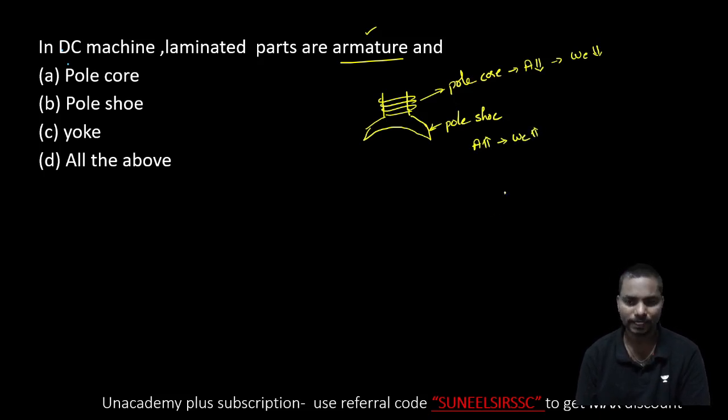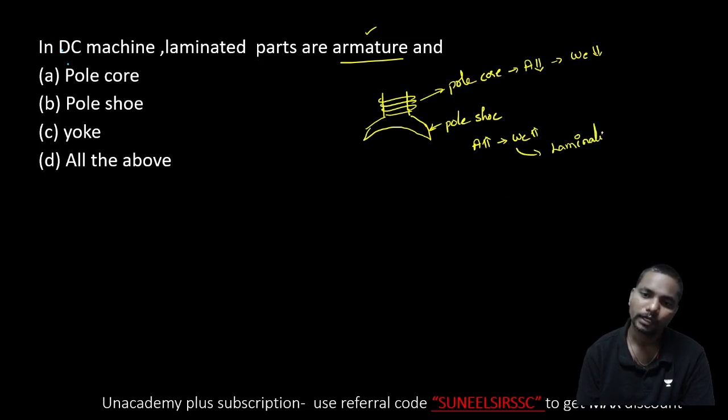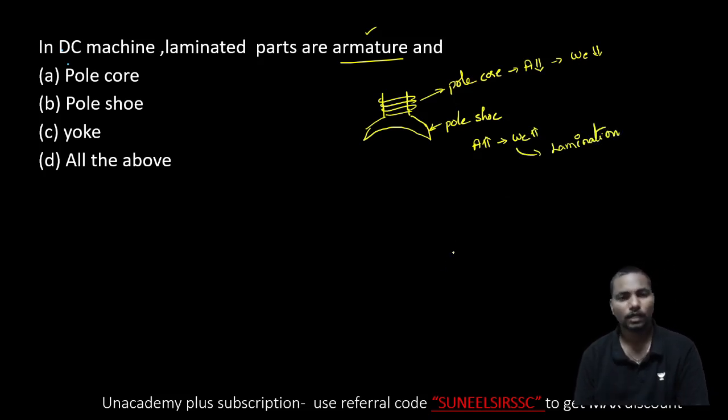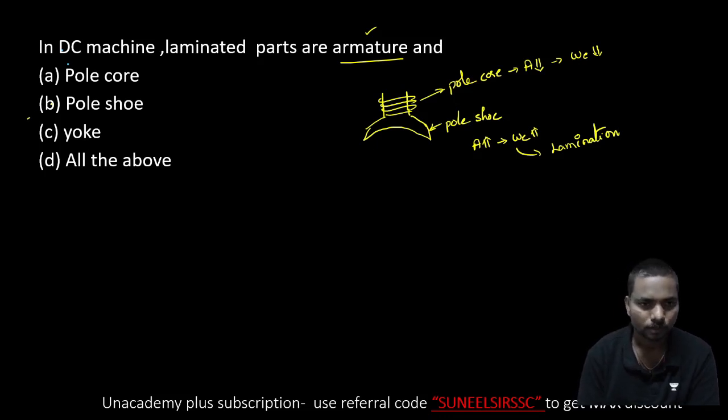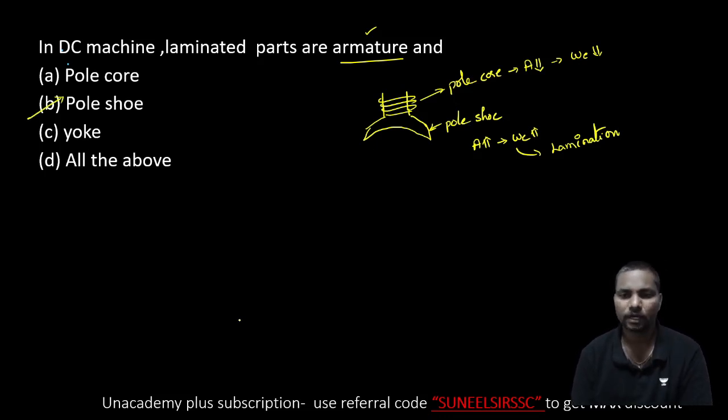So whenever there are eddy currents, we have to go for lamination. So the laminated parts are armature and also pole shoe. We can write down the point: pole core has no need to be laminated, but pole shoe has to be laminated to reduce the eddy current losses.